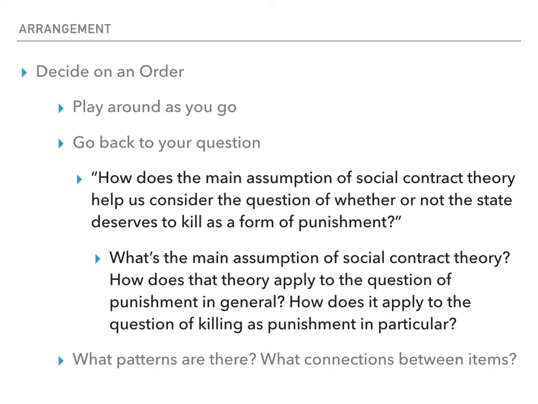Many times, the order of your ideas that you need to process might already be in your question. For example, in the question we looked at earlier, you can already see the order in which ideas could be considered. It's not the only way to go about answering the question, but you can see that first the writer does have to talk about what the main assumption of social contract theory is. That would be the first thing. Then they have to talk about how the social contract implements punishment in general, and then finally consider how punishment, killing might be the same or different from other kinds of punishment within the social contract.